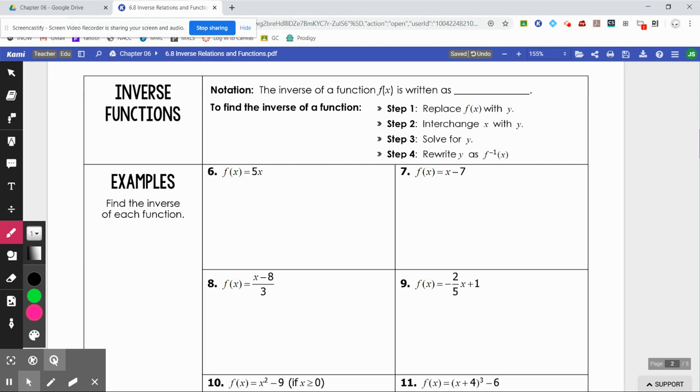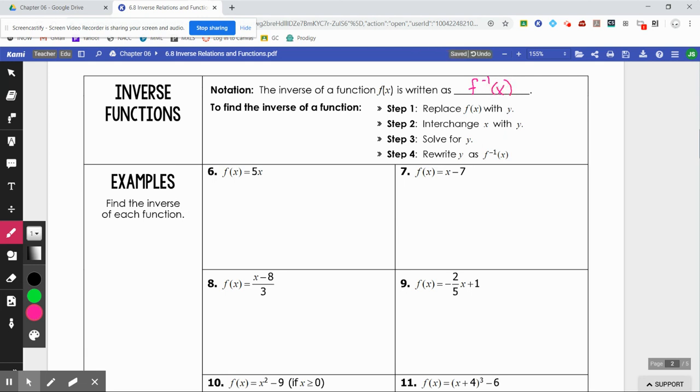Okay, so if a function has an inverse, then we have a special notation for that as well. The same way that R and R inverse we showed you a while ago, the inverse of a function f of x is written the same way, with the little -1: f inverse of x is how you say that.